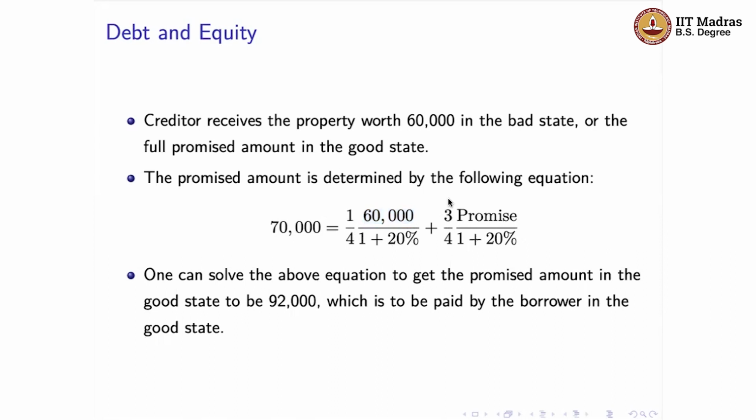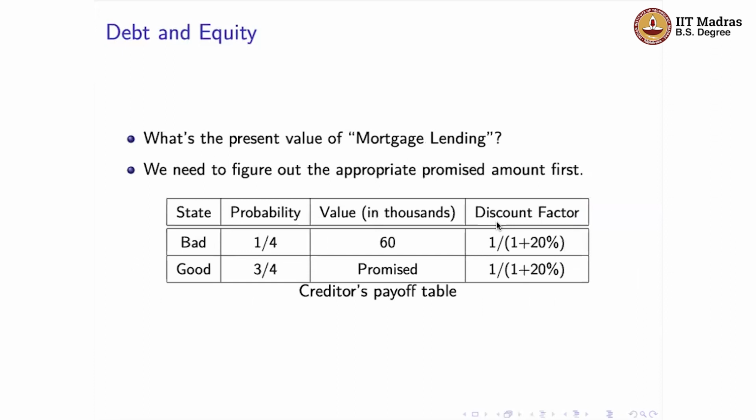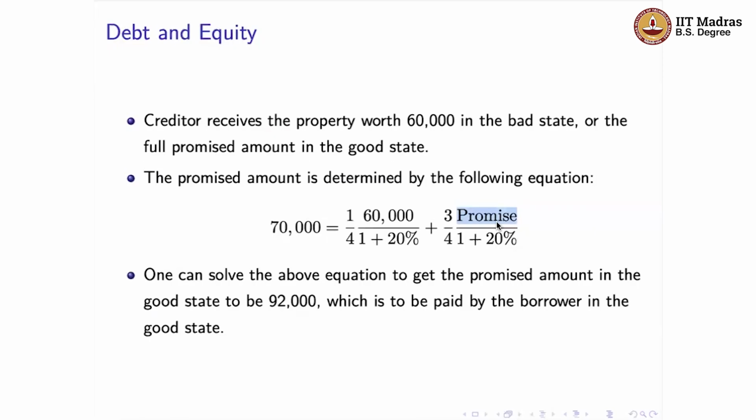And in the good state, which happens with probability 3/4, the creditor should be paid an amount given by the promise. Again, the discount rate is 20%. You can solve this equation for the variable promise, which is the only thing that is unknown here. This is basically a linear equation in one unknown, and if you solve it, you can show that this is going to be equal to 92,000. What this means is that in the good state, when the house is worth 100,000, then 92,000 of this should actually be going to the bank.